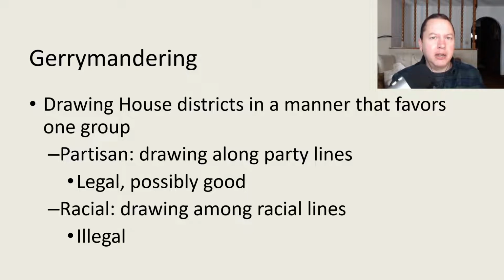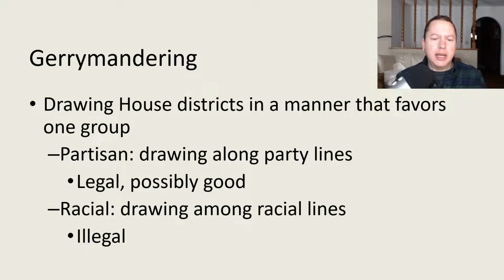Now, on the other hand, racial gerrymandering is drawing a district along racial lines, and this is super duper illegal. North Carolina got in trouble for this a few years ago. The Supreme Court said, no, you can't do that.